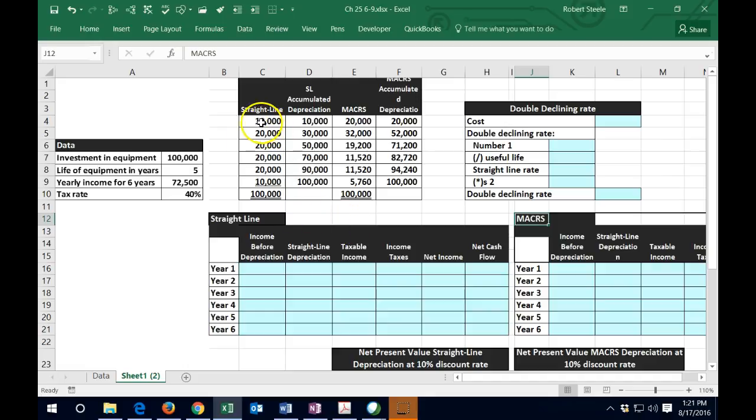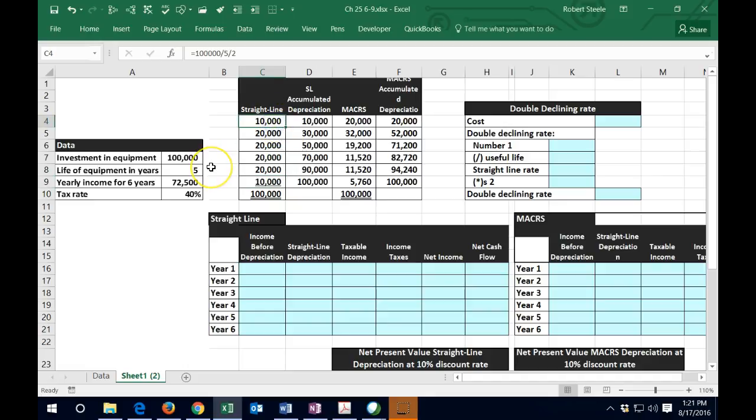Here's our data over here. So we've got the investment for 100,000. The life of the equipment is 5 years. Yearly income for 6 years is 72,500. The tax rate we're going to say is 40%. And then we have our data in terms of the straight line method and the MACRS method. Notice we're talking about years here. So you've got year 1, year 2, year 3, year 4, year 5, year 6. And we bought it in this year.